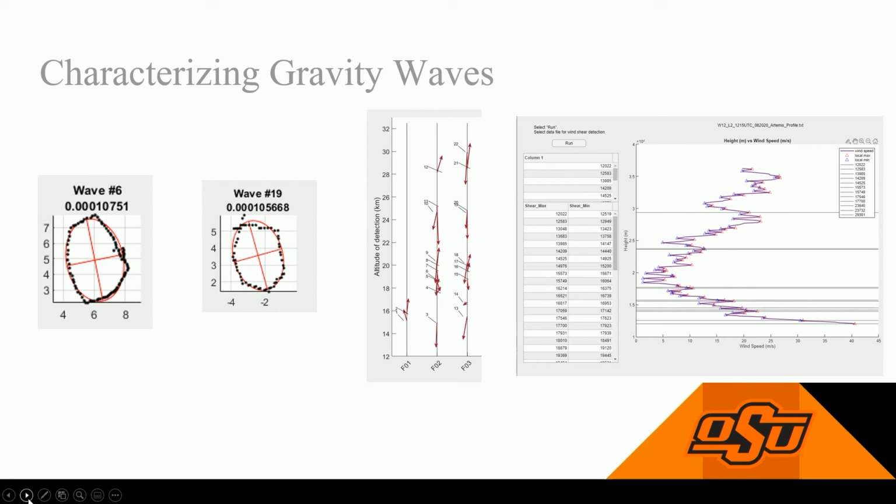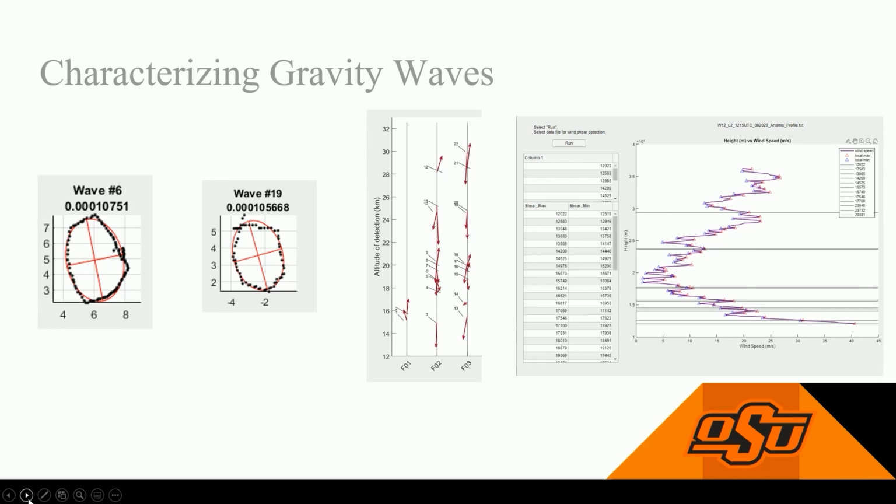So how do we characterize gravity waves? Here we have two gravity waves that we've detected, and they are both quite elliptic, so we're pretty confident that they are gravity waves. And we can get an idea of their detection altitude. So this is 6 and 19. So 6 is detected at about 19 kilometers and is moving in an easterly direction. And wave 19 is at about 25 kilometers moving in a westerly direction.